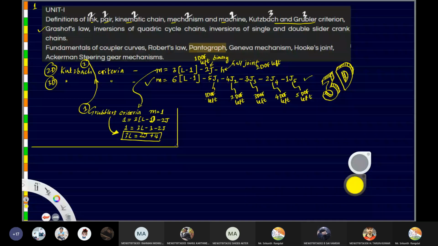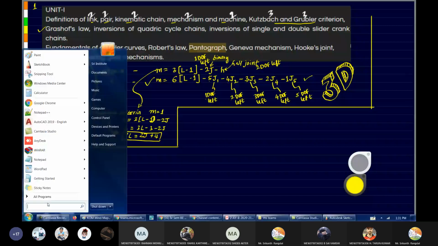Okay, so do you find any improvement in the way I'm using these tools? The blackboard is different now. Previously, I was using MS Paint. Now I'm using something called Autodesk Sketchbook, a software freely provided by Autodesk, the same company which created AutoCAD.